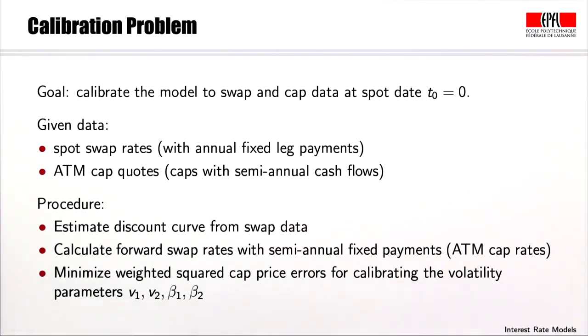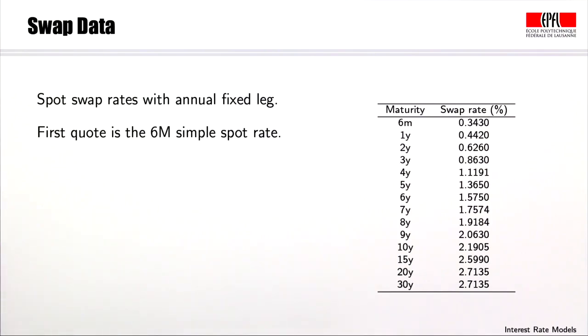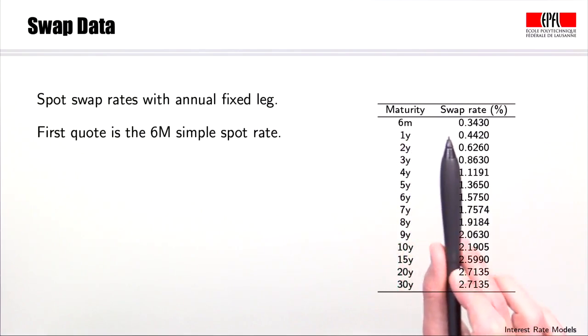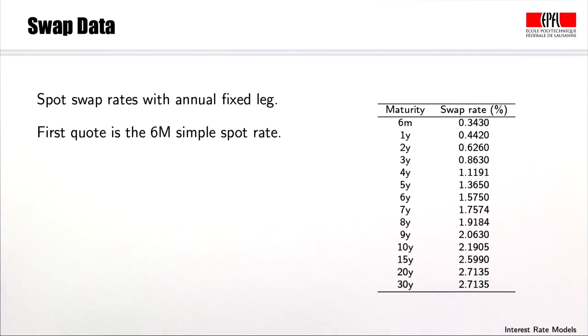beta 2. Here is the swap data. We have swaps paying fixed annual coupons with length ranging from 1 year to 30 years. Swap rates are given in this column. The first quote is the 6-month simple spot rate.